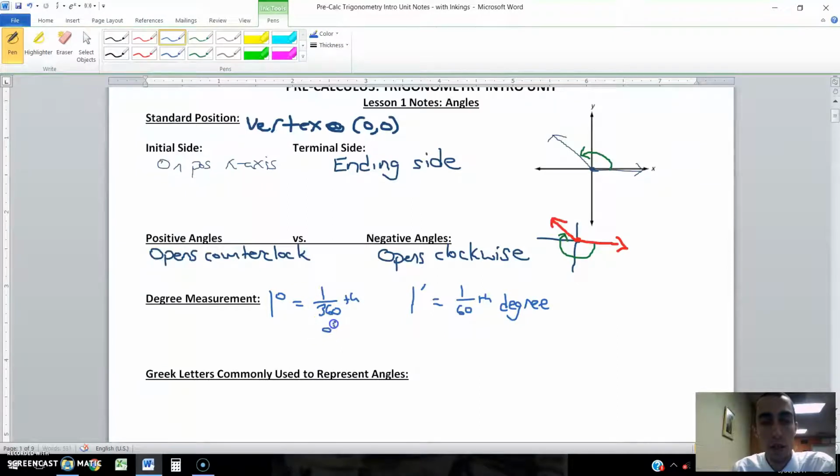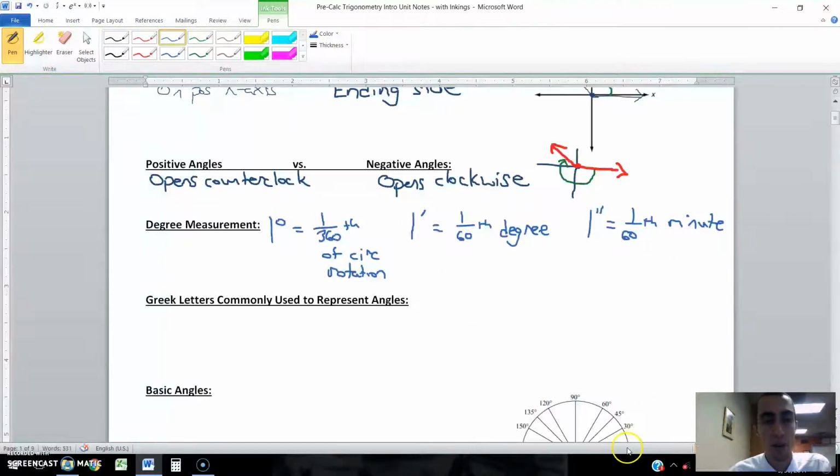Moving back a little bit, 1 degree is 1/360th of a circular rotation. And you can also divide each of these minutes, which is just a tiny, tiny fraction of a rotation, into seconds. And 1 second is 1/60th of a minute. So of course this is getting down into very tiny terms. We'll be using this notation later on.